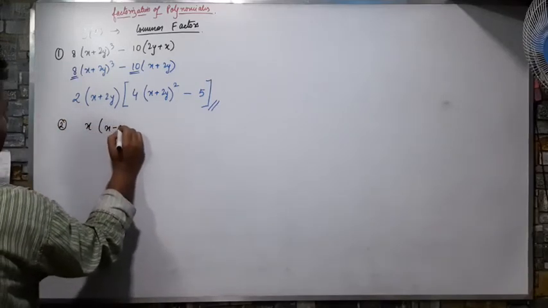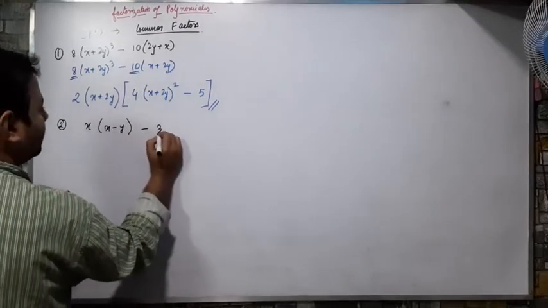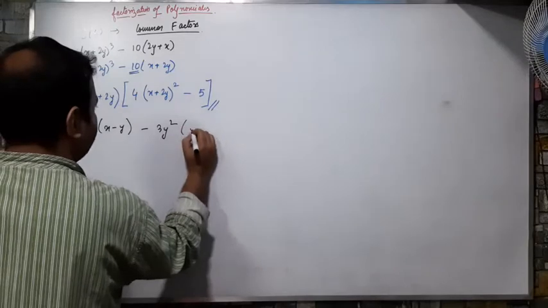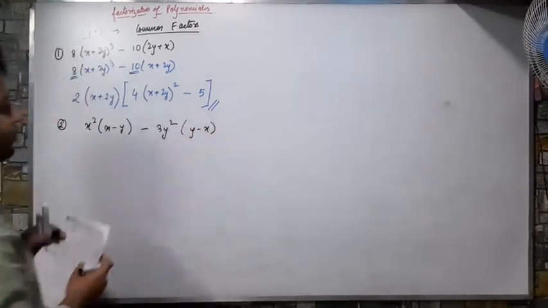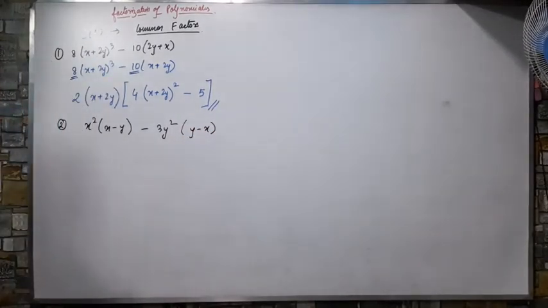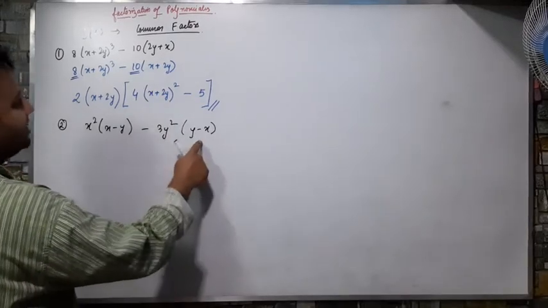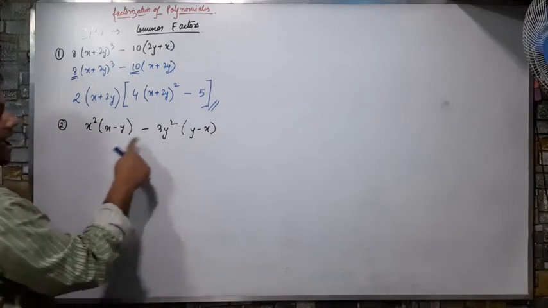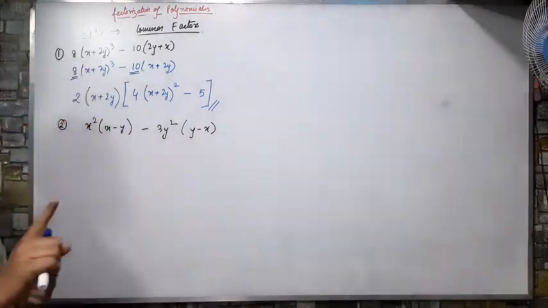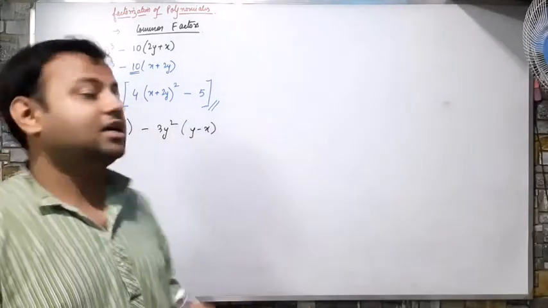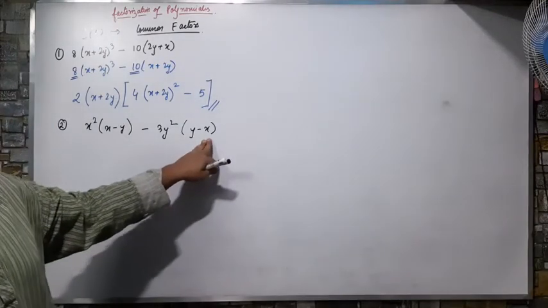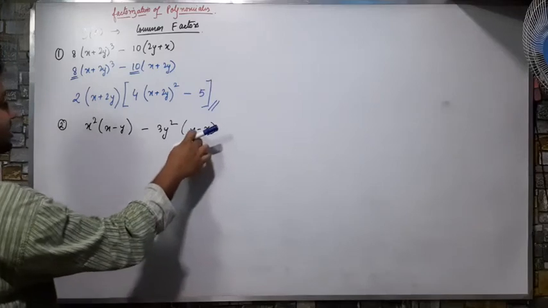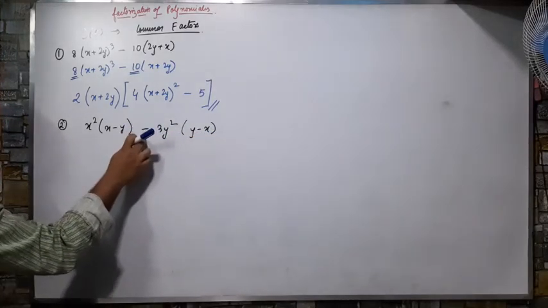x square into (x minus y) minus 3y square into (y minus x). So this is the question. Now see, here x minus y and y minus x, this is similar to the previous one, but the difference is that here is x minus y and here is y minus x. A minus b is not equal to b minus a. So I have to change this also as x minus y. How? If I am changing the sign of this, I must also change the sign of this.